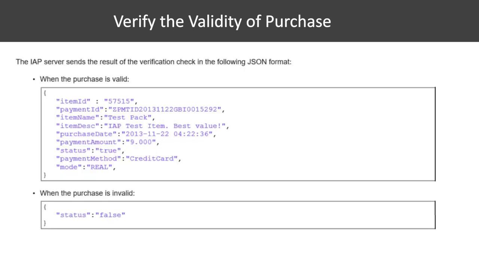If the purchase is valid, then it will give you the results in the JSON format, which includes the information of item ID, purchase ID, item name, etc. But if it's not valid, you will just receive a status called false. And then you can parse the JSON string accordingly, and you might have to display the UI to the user for all the error use cases.